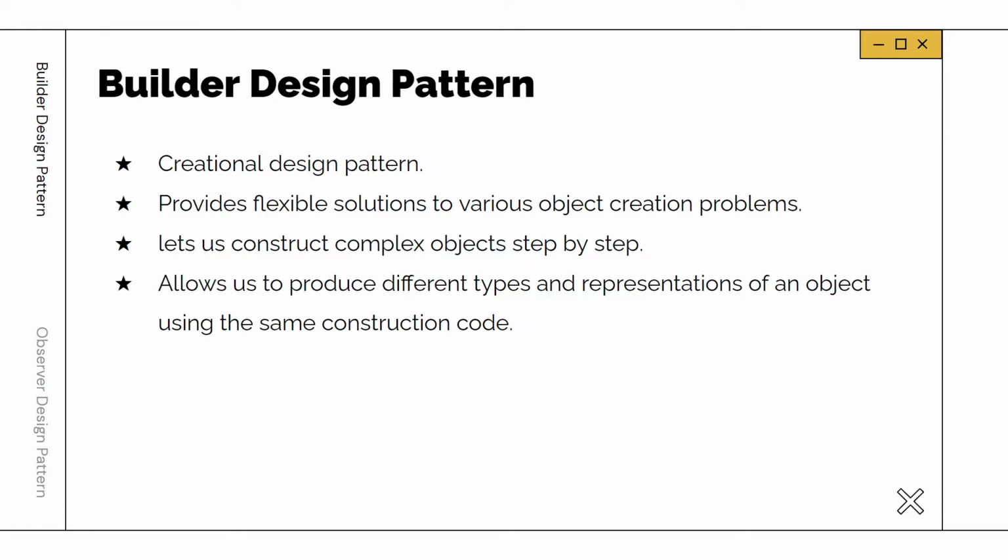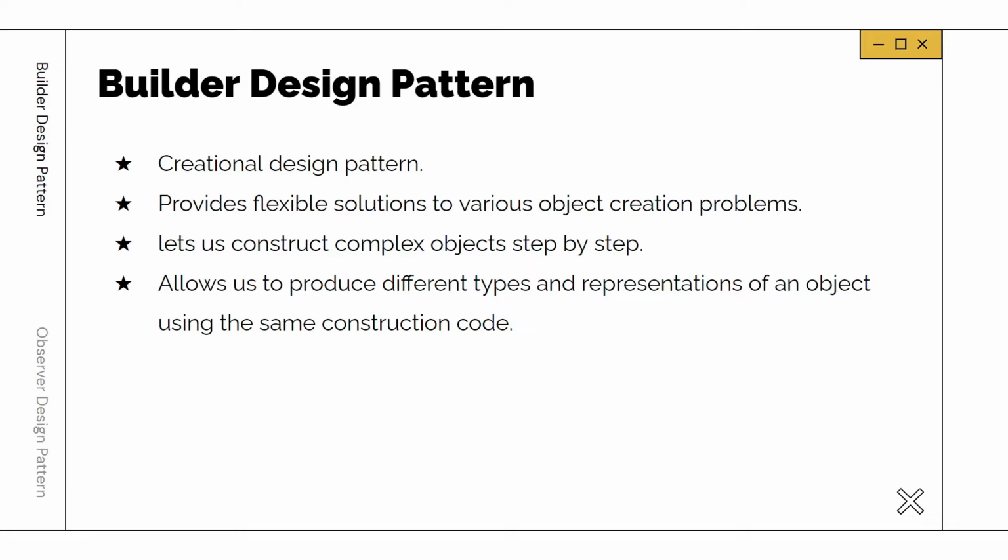The builder design pattern is a part of the creational design patterns, which are among the GOF design patterns. It provides flexible solutions to various object creation problems in object-oriented programming. It lets us construct complex objects step by step. The pattern allows us to produce different types and representations of an object using the same construction code.